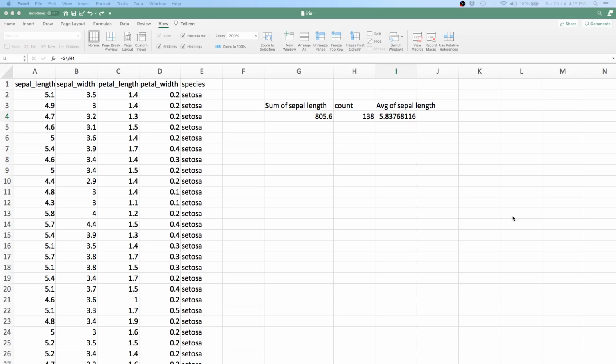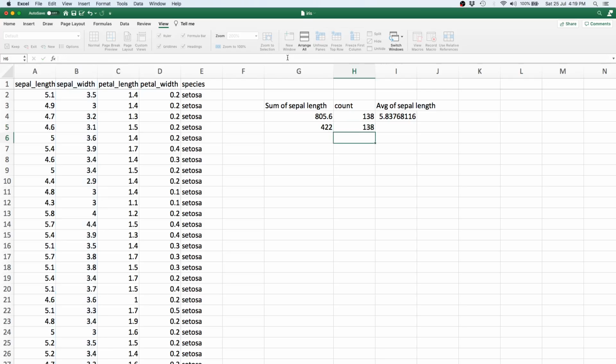Now let's try and continue this with the other columns. So let's say I want to do the same thing but for the sepal width column. So I'll just basically do sum of B to B, and then I would just do count of B to B. Well, in this case obviously it's not going to change. Oh, that didn't work. You see, because I did not precede this with an equal to sign, and that's why Excel could not interpret this as a formula.